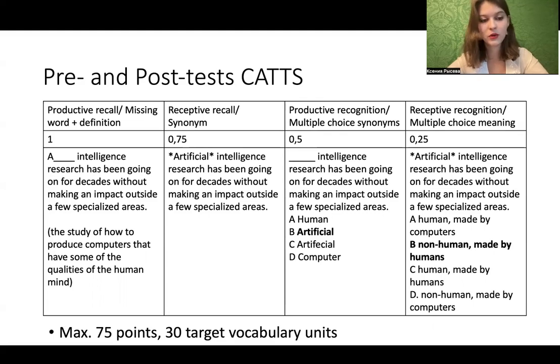For example, productive recall was in the format of a missing word, where a definition was given to the students. For receptive recall, they needed to write synonyms as far as they understand the lexical unit. Then multiple choice synonyms and multiple choice meaning were given to them, testing receptive recognition. Overall, students could have gained 75 points. There were 30 target vocabulary units for each of the levels.